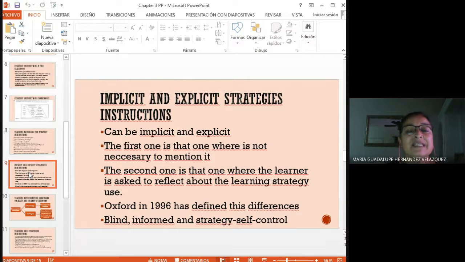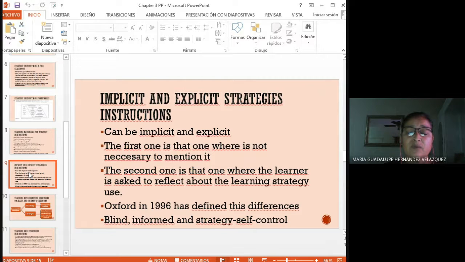Implicit and explicit strategy instructions. The name says it, they can be implicit or explicit. The first one, implicit, is where it's not necessary to mention the strategy. The strategy is there, but they don't even notice it, but they are using it. The second one is where the learner is asked to reflect on the learning strategy use.